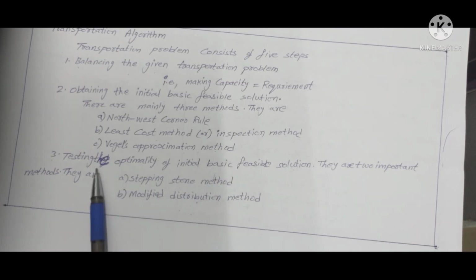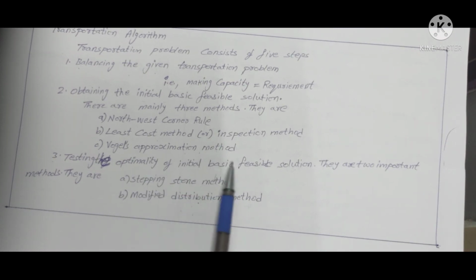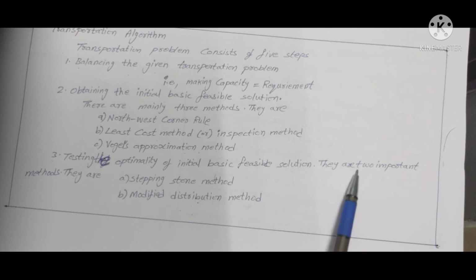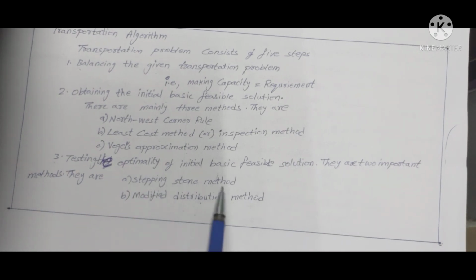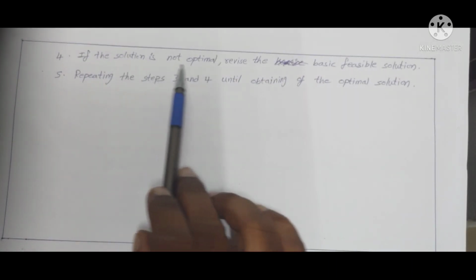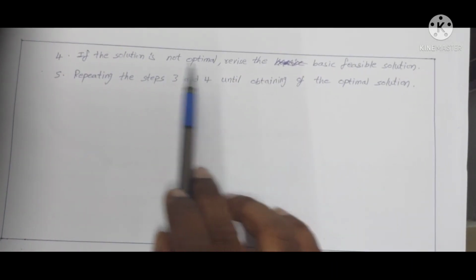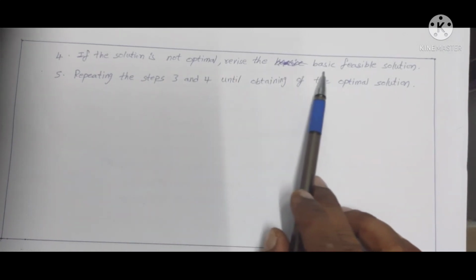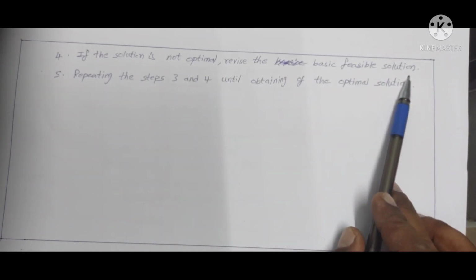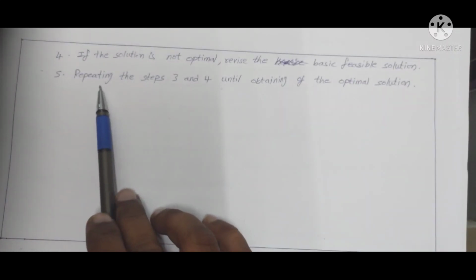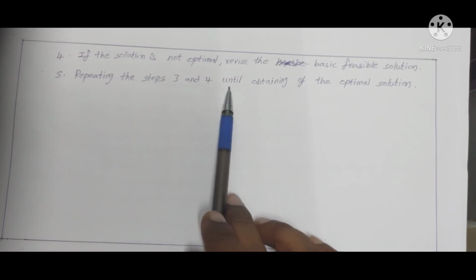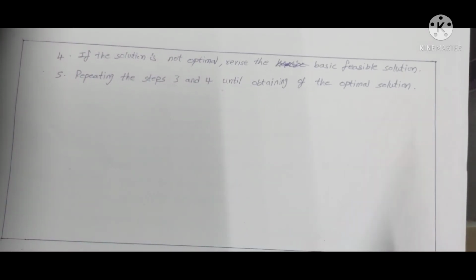Coming to the third step, testing the optimality of the initial basic feasible solution. There are two important methods: the stepping stone method and the modified distribution method. After completing these steps, we have to check whether the problem has an optimal solution or not. If the solution is optimal, the problem ends there. If not, revise the basic feasible solution. That means we have to go for step 3. So step 5 is repeating steps 3 and 4 until obtaining the optimal solution.